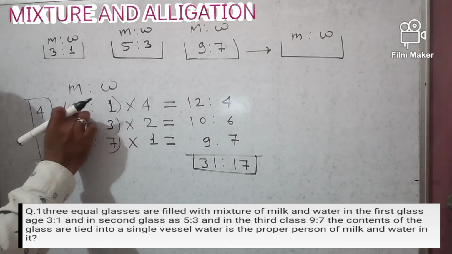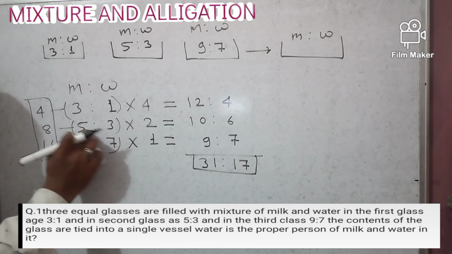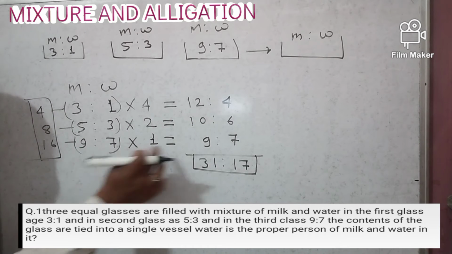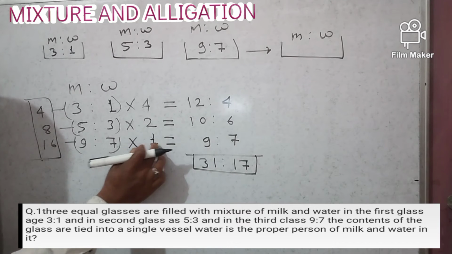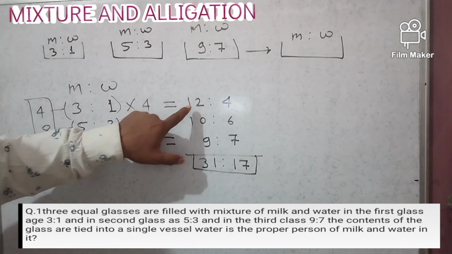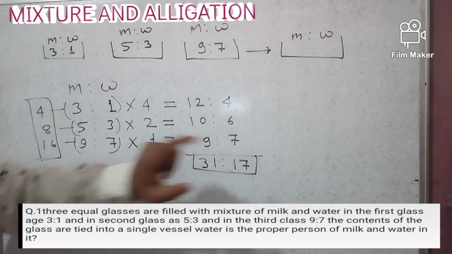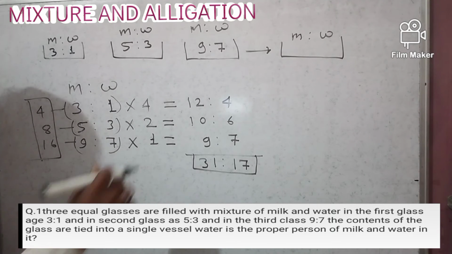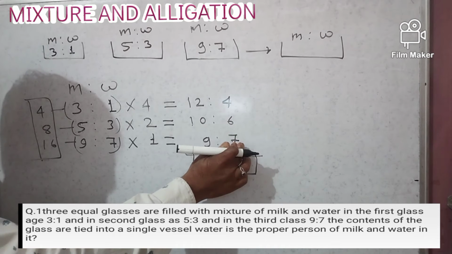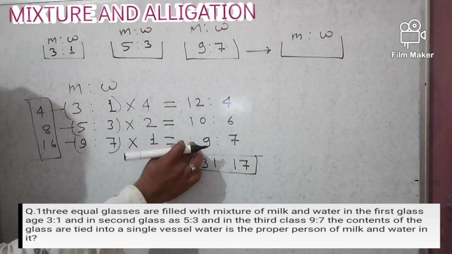Now see here, 4 times 3 is 12 and 4 times 1 is 4. 2 times 5 is 10, 2 times 3 is 6, 1 times 9 is 9 and 1 times 7 is 7. Now see here, the parts are same: 12 plus 4 is 16, 10 plus 6 is 16, 9 plus 7 is 16. If the parts are the same, now add them. 4 plus 6 is 10, 10 plus 7 is 17. 12 plus 10 is 22, 22 plus 9 is 31.